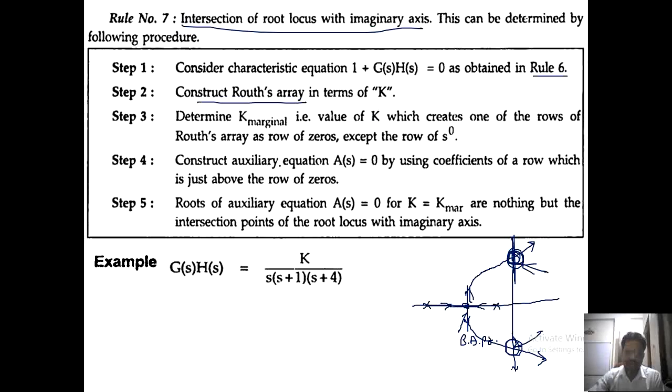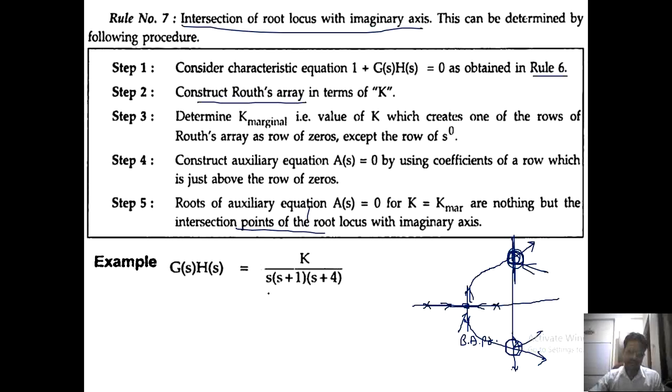Then you need to construct the auxiliary equation, step number 4. And step number 5 is: the roots of the auxiliary equation are the intersection points of the root locus. We have already studied this part in the stability concept of control systems, that is unit number 4.